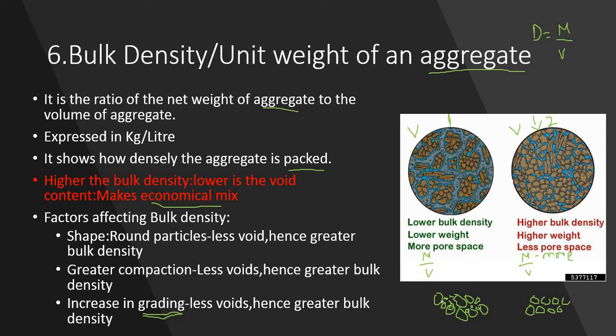Whereas if you have proper grading, then all these small gaps we can fill. Why? We can fill them with small aggregates. Why? Because we have all sizes of particles available. So grading means when you have all sizes of particles available, it's called grading. So if the soil is properly graded, if it is of good grading, then obviously its voids will be less, and if voids are less then bulk density will be more.